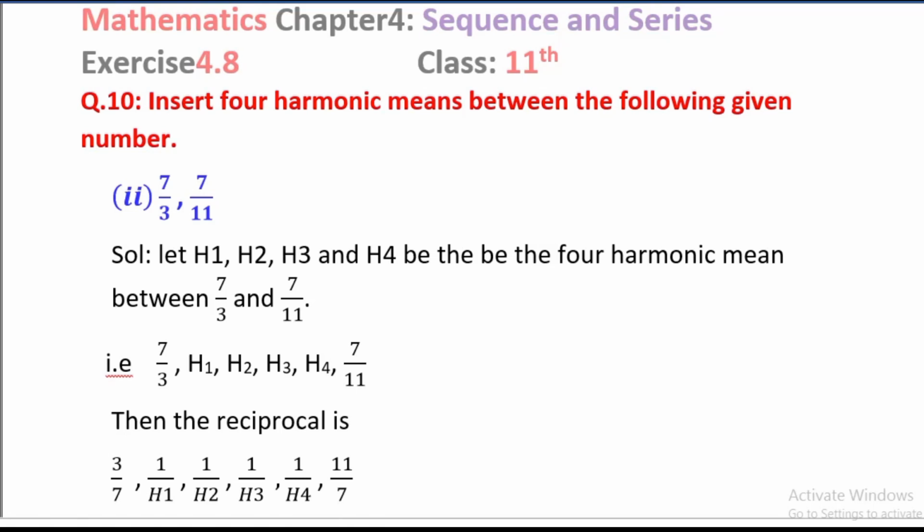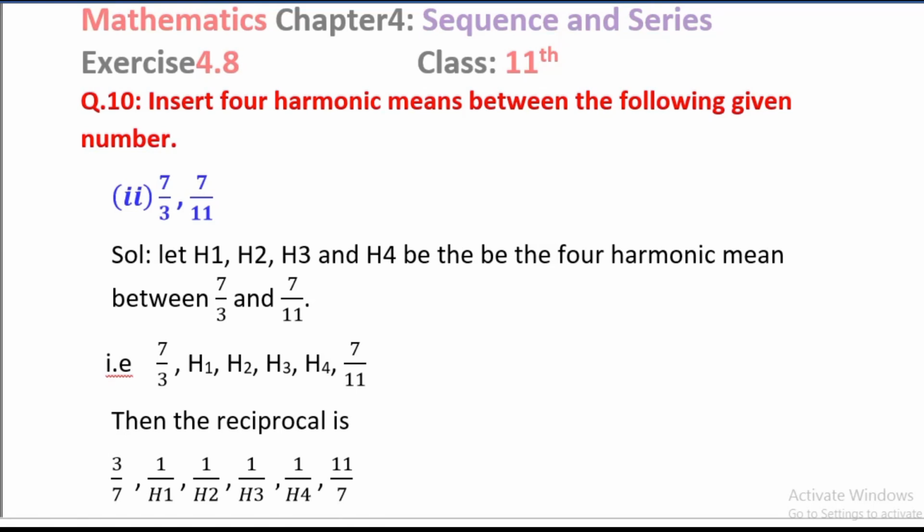Then the reciprocal of each term. The reciprocal of 7 divided by 3 is 3 divided by 7. Reciprocal of H1 is 1 divided by H1. Third term, reciprocal of H2 is 1 divided by H2. Fourth term, reciprocal of H3 is 1 divided by H3. Fifth term, reciprocal of H4 is 1 divided by H4. And sixth term, reciprocal of 7 divided by 11 is 11 divided by 7.